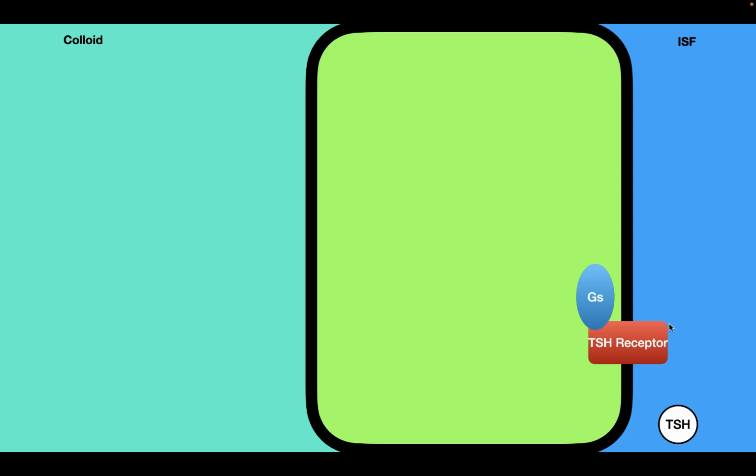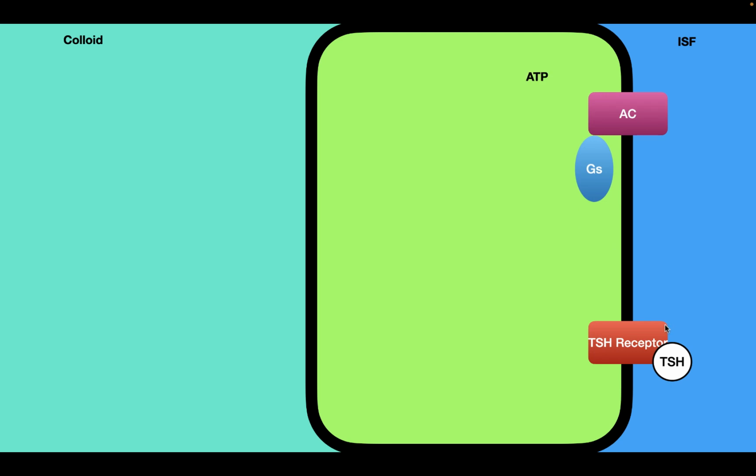So when TSH binds to the TSH receptor, this activates the GS protein. The GS protein will then activate adenylate cyclase. Adenylate cyclase catalyzes the conversion of ATP into cyclic AMP, and then cyclic AMP has a number of downstream effects. So the increase in cyclic AMP is going to basically affect the follicular cells, and it's going to increase the follicular cells' ability to synthesize and secrete thyroid hormone.